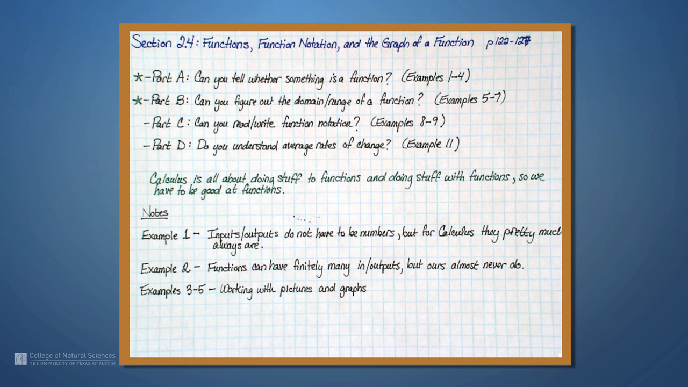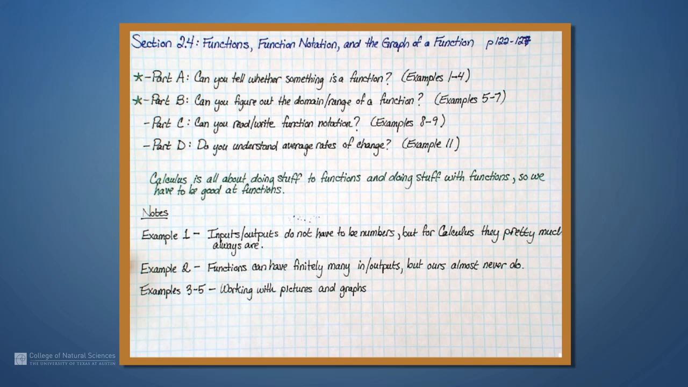So, as you attack your homework, just a few notes to get you started. If you check out example 1, where they have like bubbles of data with arrows, your inputs and outputs don't even have to be numbers for something to be defined as a function, and that's trippy. And you will have a few exercises where stuff happens like that, but in calculus, your inputs and outputs are pretty much always numbers. We call them like x and y.